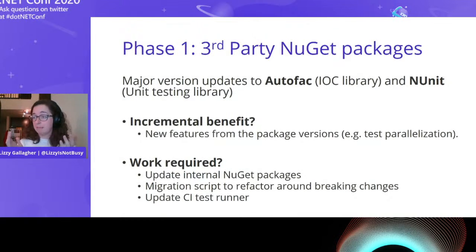It did require actually a surprising amount of work because of our internal NuGet package situation. We have a lot of libraries that build off of either AutoFac or NUnit, so we needed to update those internal libraries to be compatible with these new major versions of AutoFac and NUnit. We also wrote a script to refactor the C# around the breaking changes that these libraries had. And we also needed to update specifically our test runner to support these new versions. So depending on your situation and how up to date you keep your third-party dependencies, you might be able to completely skip this step. But this is what it looked like for us.